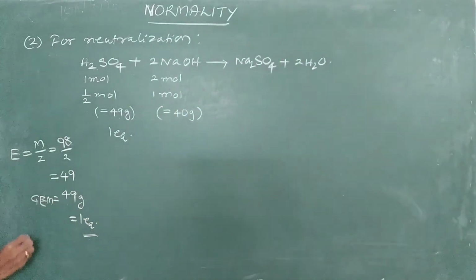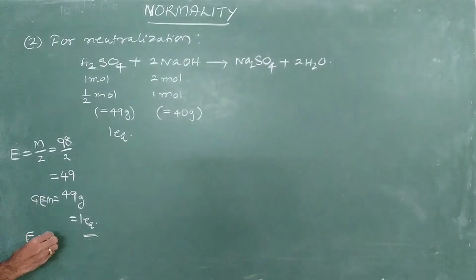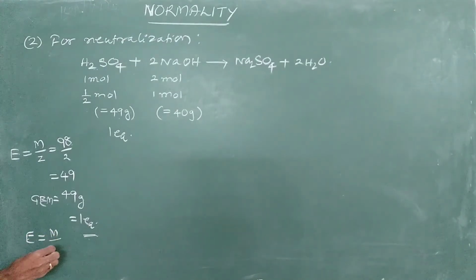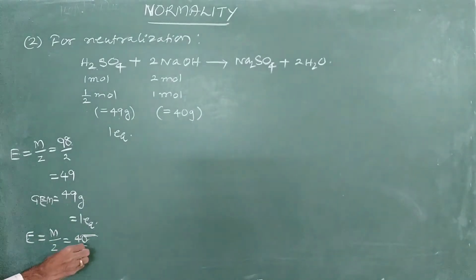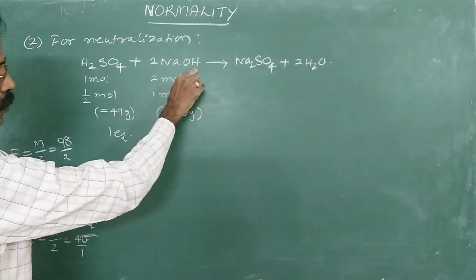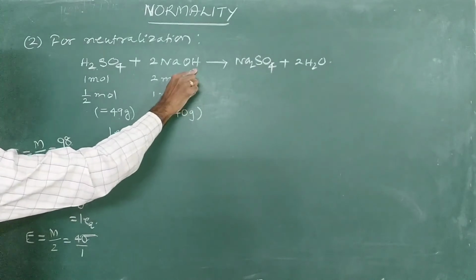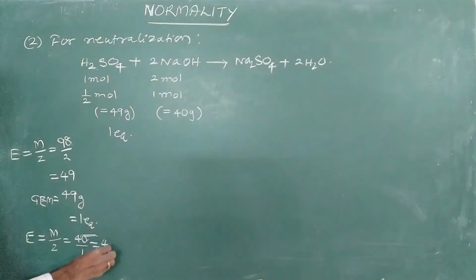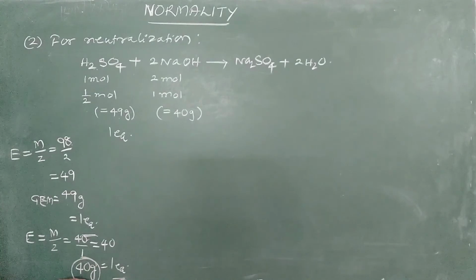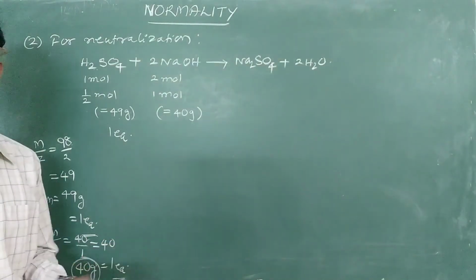because for sodium hydroxide equivalent mass is equal to molecular mass by valence factor. Molecular mass is 40, valence factor is 1 because sodium hydroxide gives 1 OH minus ion. Acidity of sodium hydroxide is 1, so that is why it is 40, and gram equivalent mass of sodium hydroxide is 40 grams, and again that is equal to 1 equivalent. So 1 equivalent is equal to 40 grams.